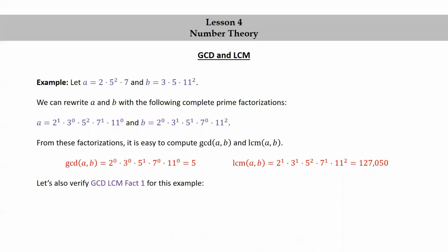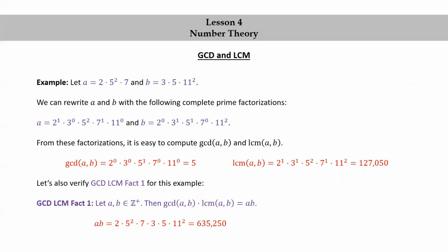Let's also verify GCD LCM fact 1 for this example. Remember that GCD LCM fact 1 says that if A and B are positive integers, then the GCD of A and B times the LCM of A and B is equal to the product A times B. Well, A times B is equal to 2 times 5 squared times 7 times 3 times 5 times 11 squared, which is 635,250, which is equal to 5 times 127,050. Which is the GCD of A, B times the LCM of A, B, thus verifying the fact.